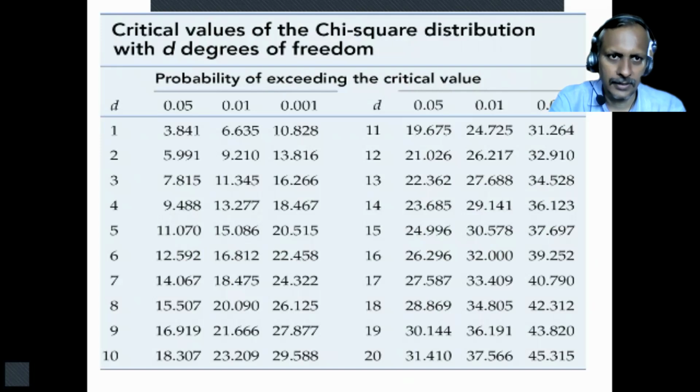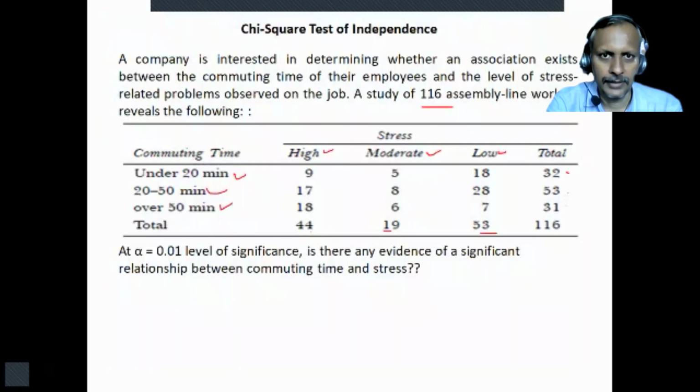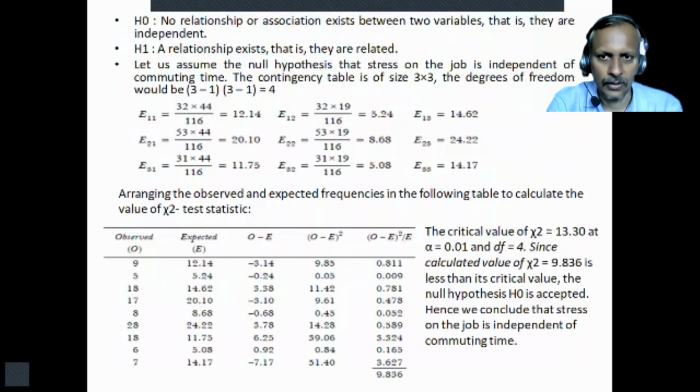Let us see here. At 4 degrees of freedom and at the 0.01 level, this will be our critical value. The table value will be 13.277. We will compare this with the calculated value and then try to understand whether we can accept or reject the null hypothesis.